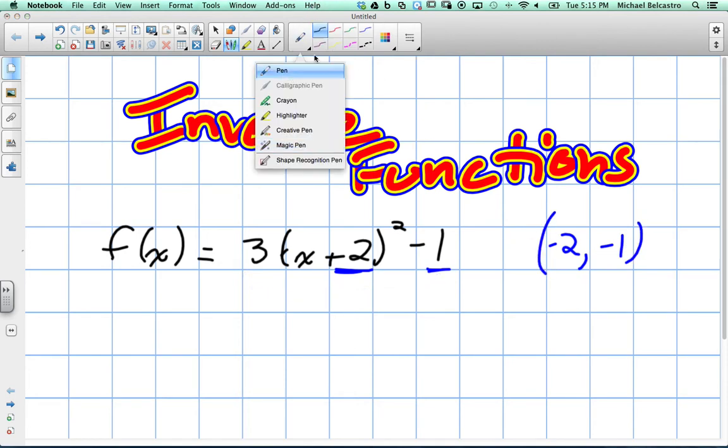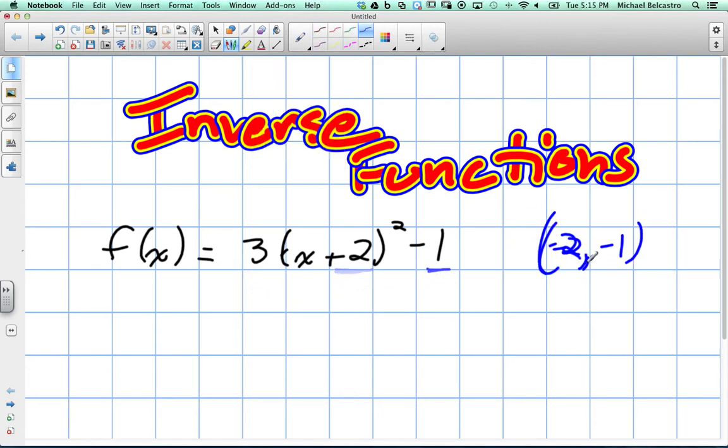Is that familiar? Okay, good. So we have a vertex at -2, -1. And because the a value is 3, that means it's stretched, so it's much thinner than an a value of 1 by a factor of 3.